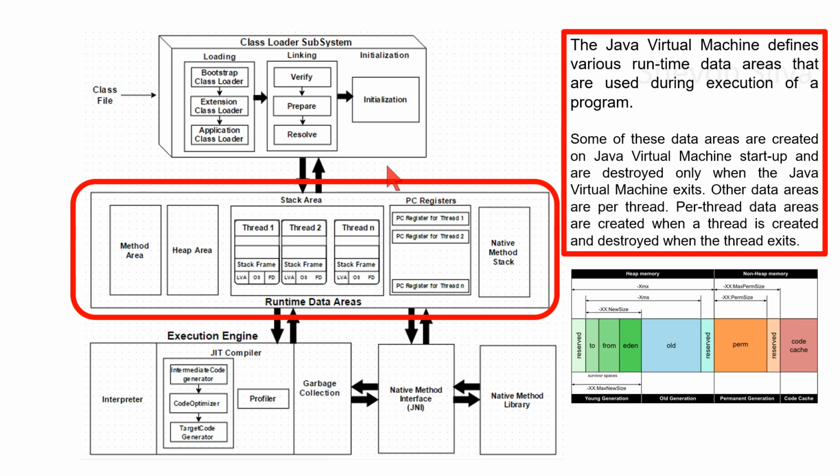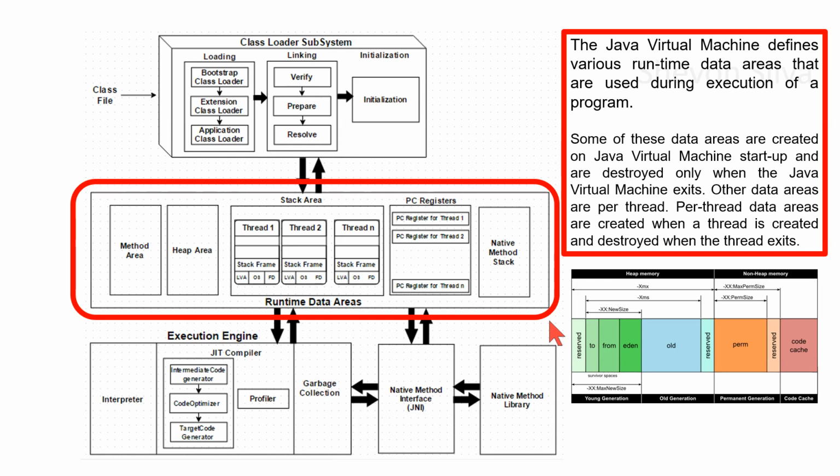The class loader subsystem communicates with the runtime data area, and it's linked with the runtime data areas, and we are now going to consider the runtime data area. The runtime data area is linked with the execution engine and native method interface also. The Java Virtual Machine defines various runtime data areas that are used during execution of a program.